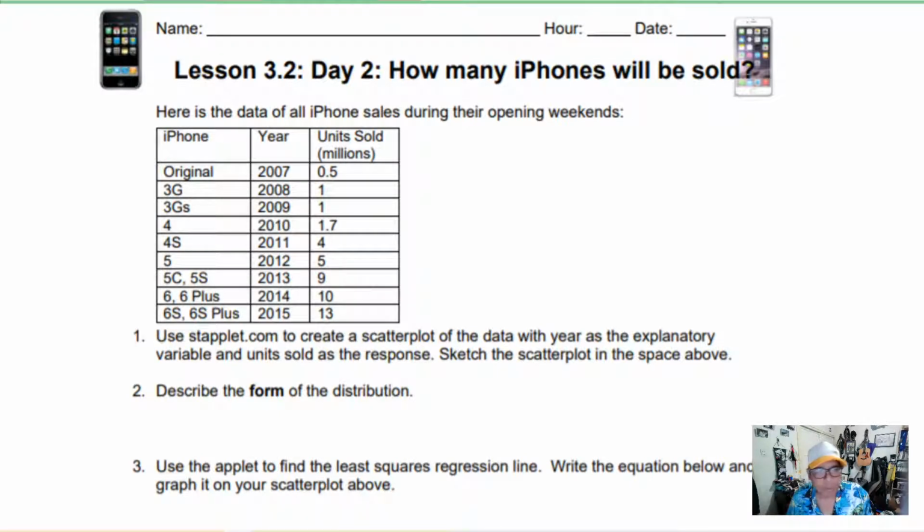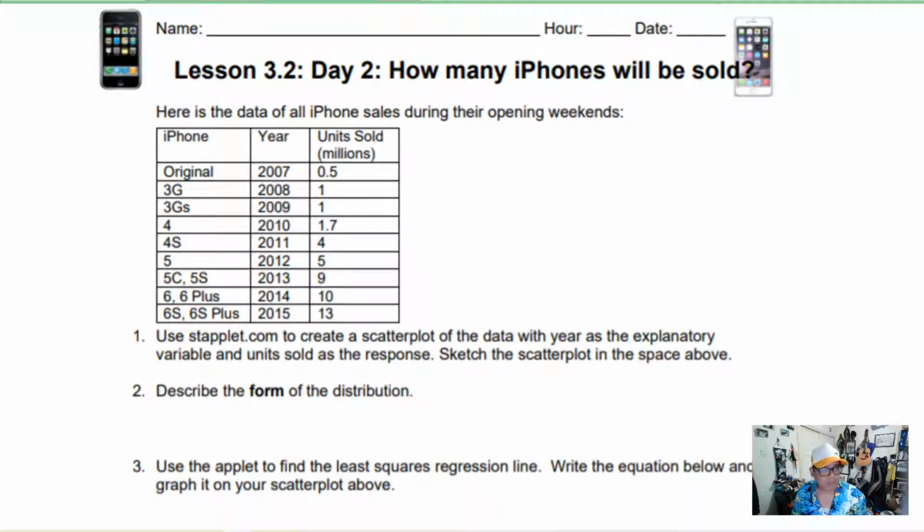You can see that during its opening week, the very first iPhone, sold in 2007, sold 500,000 units. The 3G in 2008 sold 1 million. The 3GS in 2009 sold 1 million as well on its first week. So kind of the same, really. When we got to the iPhone 4, we've got 1.7 million sales. And then there seems to be a really big jump here because the 4S sold 4 million, and so on down the line. By the time we get to 2015, the iPhone 6S and 6S Plus sold 13 million units.